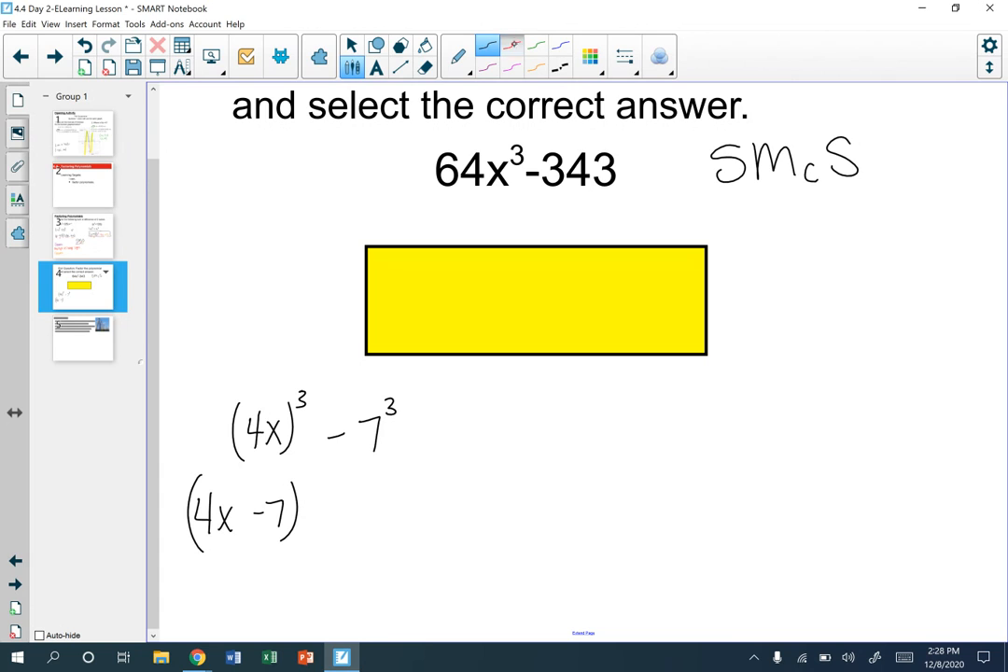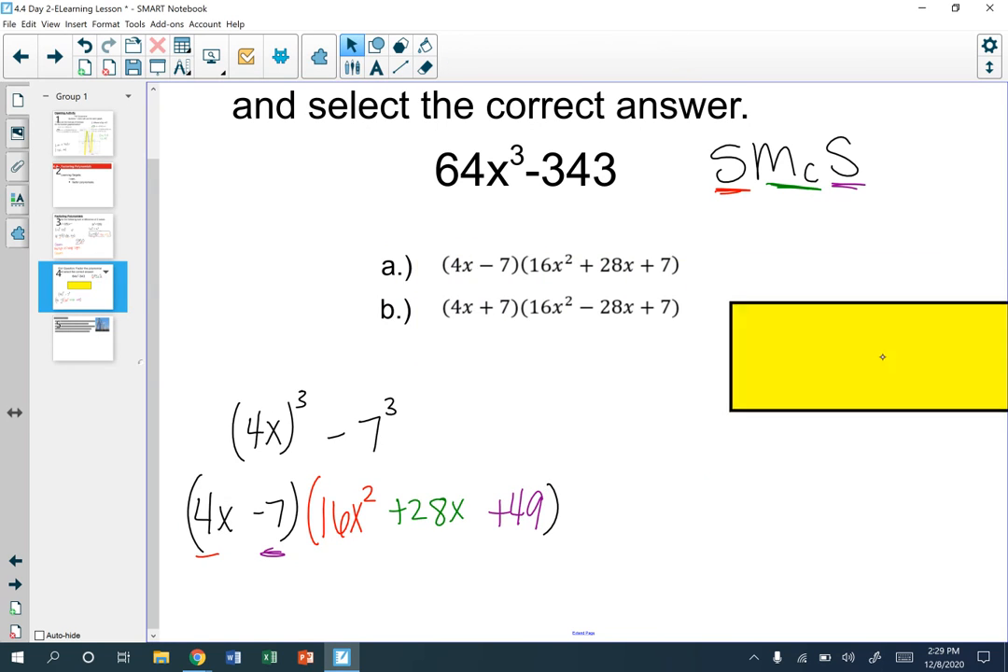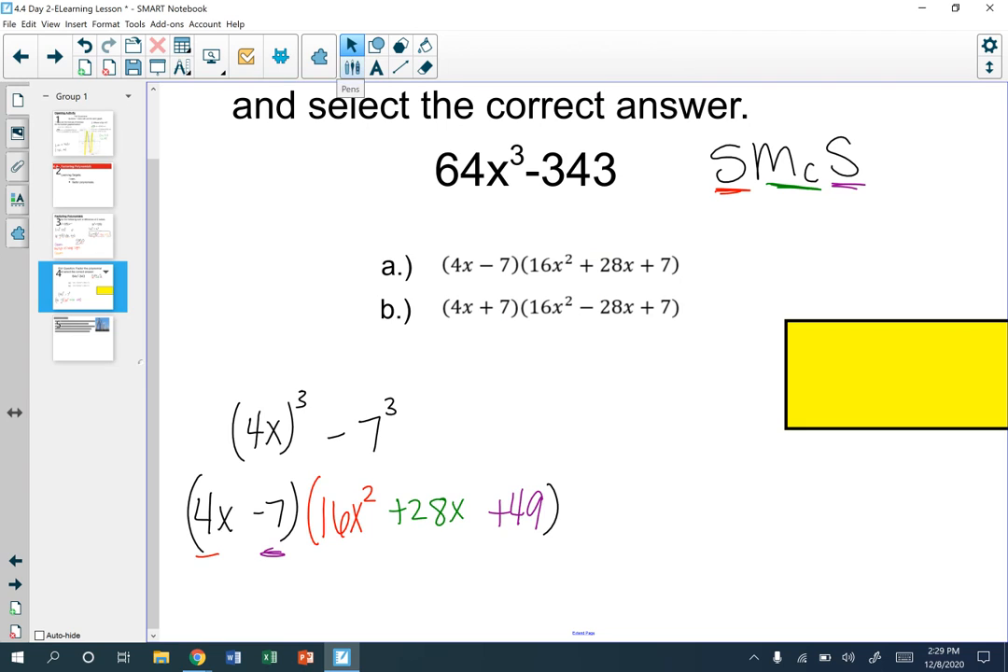Now I'm going to square my 4x to get 16x squared. Multiply and change the sign. So -7 times 4x gives me -28. Change the sign to get positive 28x. And then I'm squaring my last term to get plus 49. All right, and then under this are just the two options because we did this as a poll question when we did it live, which this would be option A, and these should be 49.